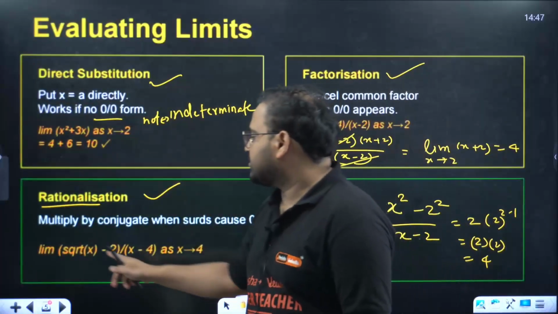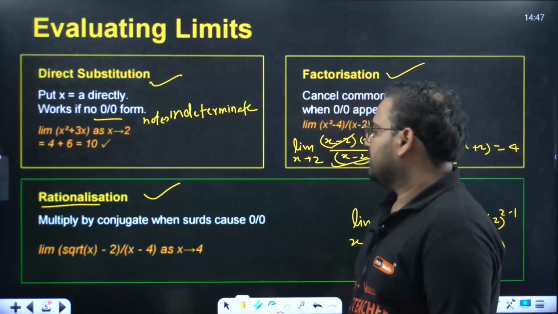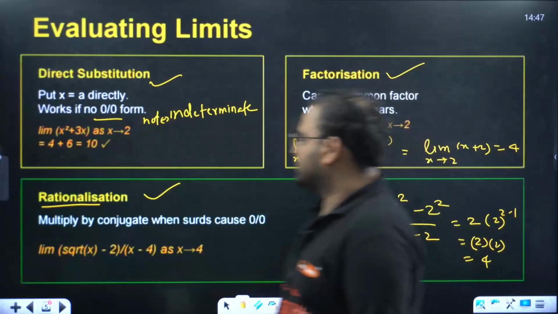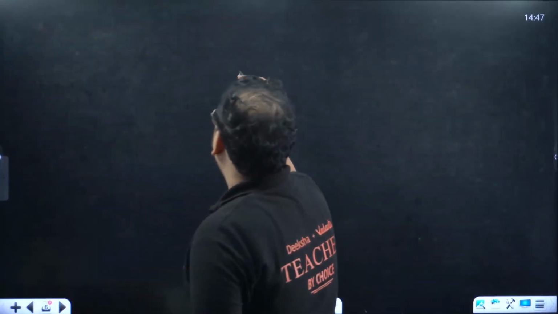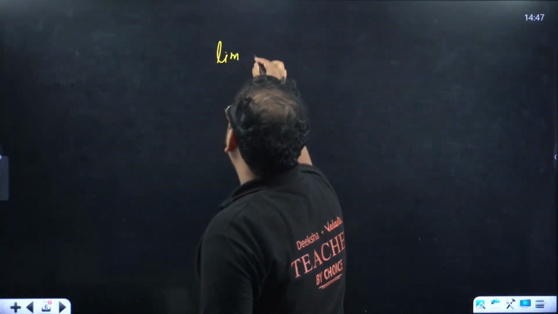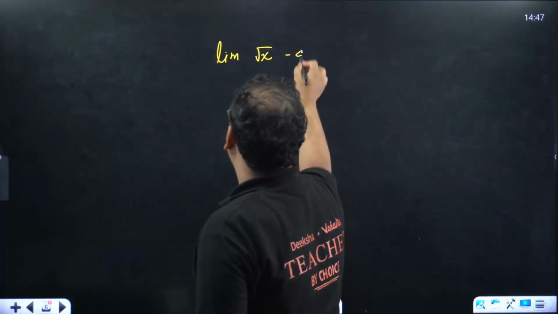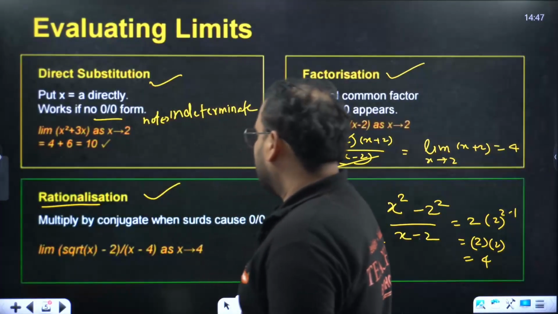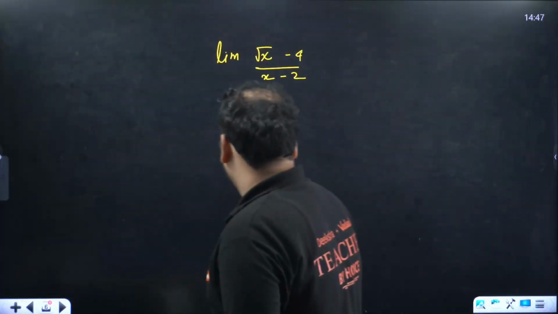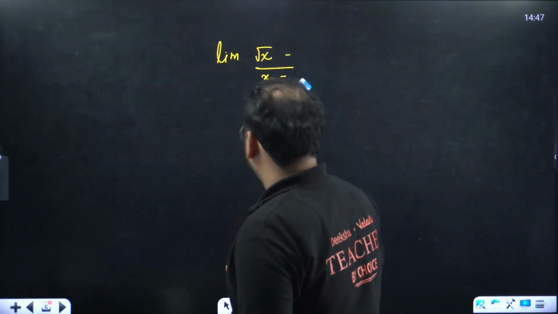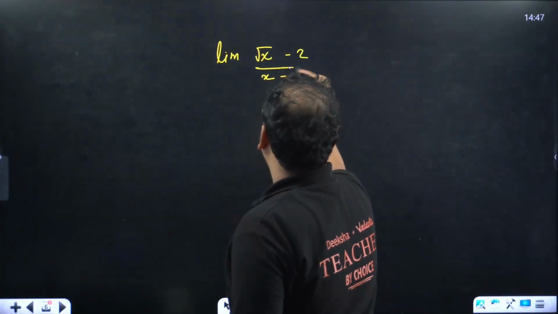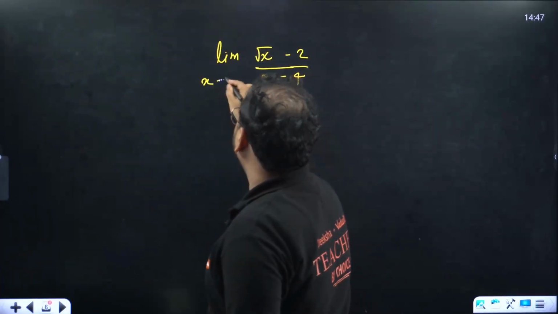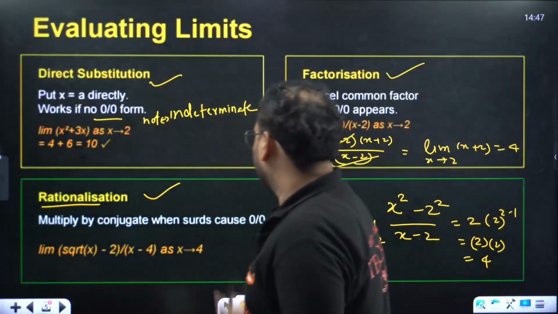Check here. We have a square root of x upon x minus 4 when limit x tends to 4. Let me show you this. The question is this: limit of square root of x minus 2 upon x minus 4, sorry. This is 2 and this is 4, when x tends to 4.